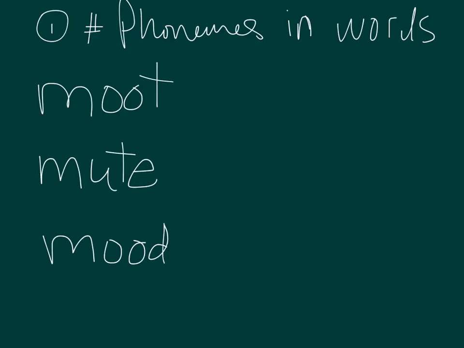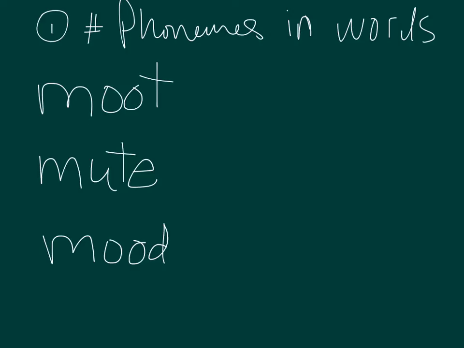And sometimes students have difficulty identifying the number of phonemes in some words, but sometimes not in other words. So like these words here, moot, mute, and mood. There are 2 of these words that have 3 phonemes in them and 1 that has 4. So take a second and see if you can figure out which of these words has 4 phonemes.